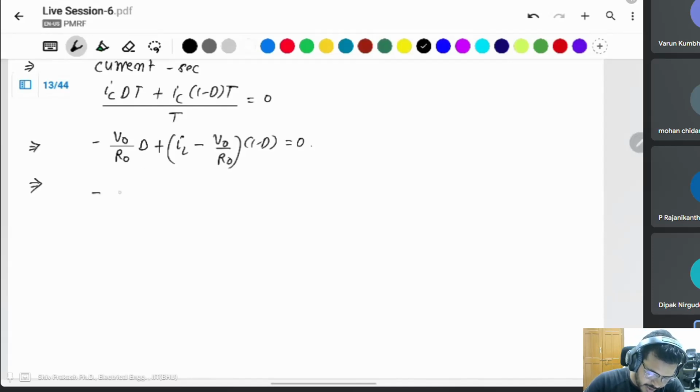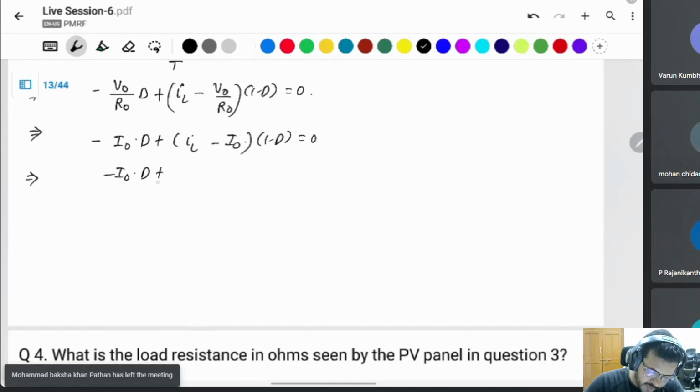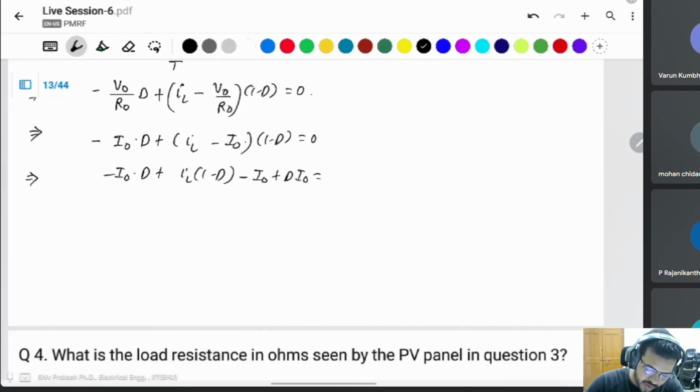Like that, I have taken this will be I naught into D plus IL minus I naught into 1 minus D is equal to 0. And if you open this bracket, IL times 1 minus D minus I naught plus D into I naught is equal to 0. This will cancel out. IL will be I naught divided by 1 minus D.